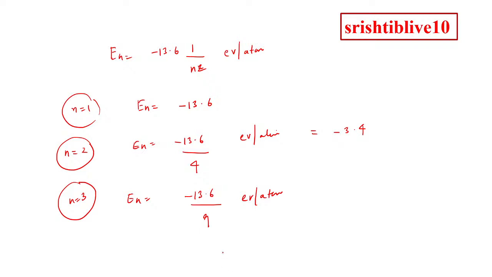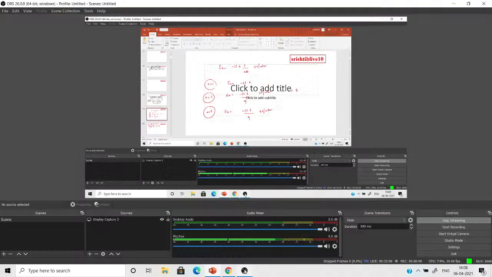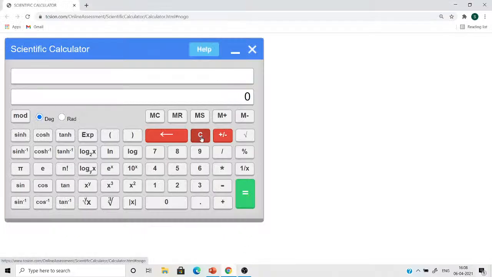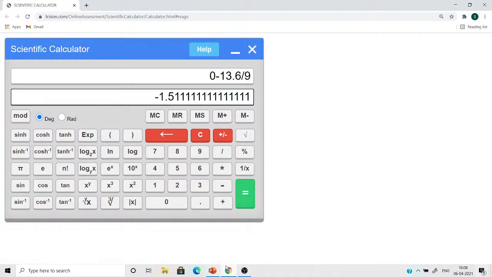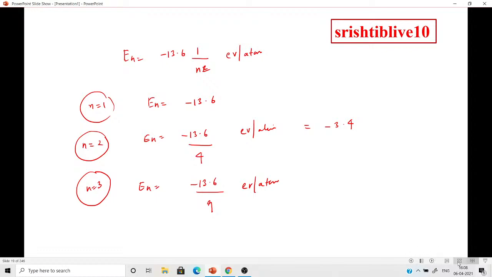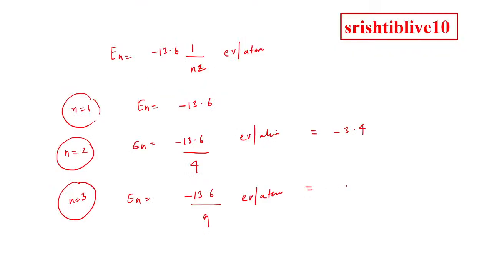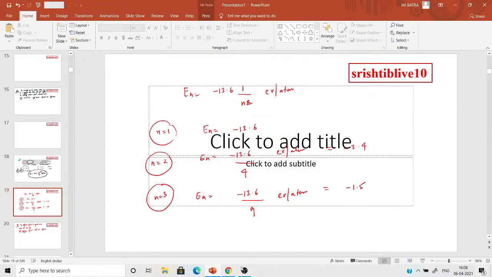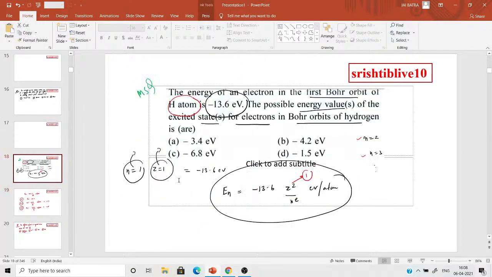Yes or no? The next value is 13.6 divided by 9. How can we solve this? See, minus 13.6 divided by 9, so it's going to be 1.5. This way you can improve your skills of using calculators also. So it's going to be minus 1.5. This way you can solve this particular question. I hope this is very much clear. Now you guys tell me what the correct answer is going to be.